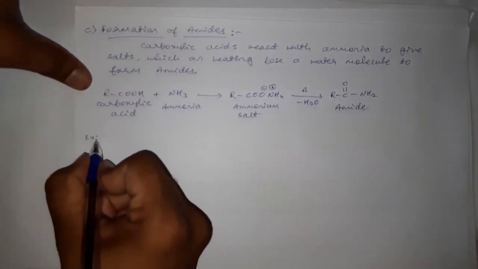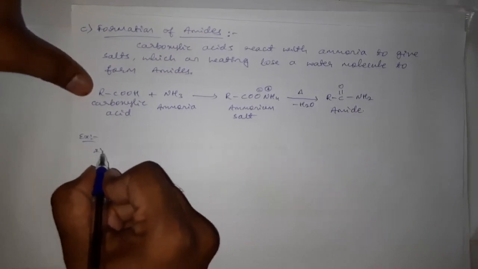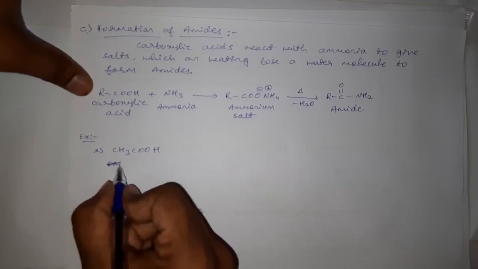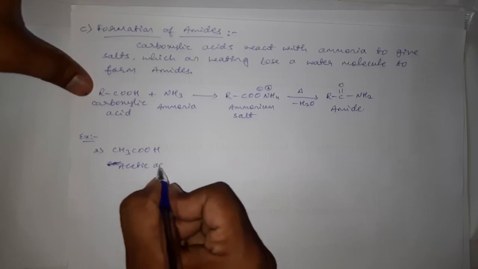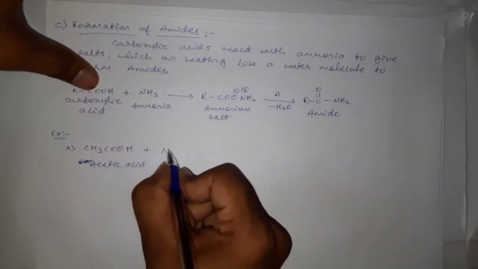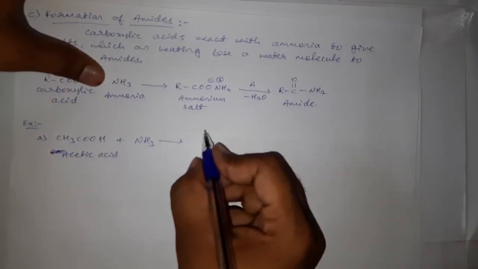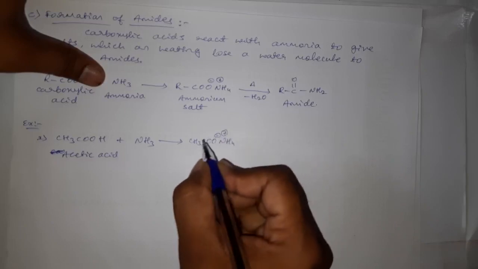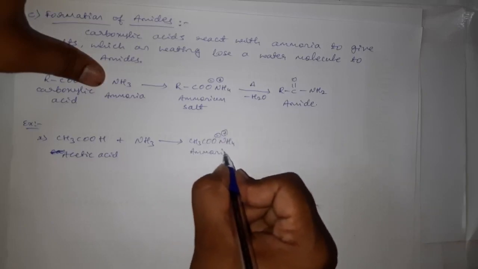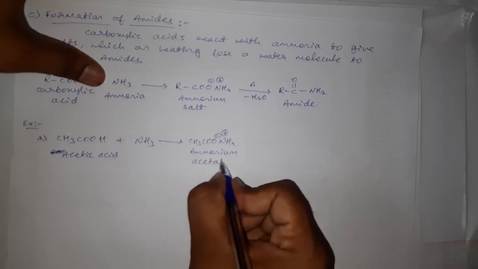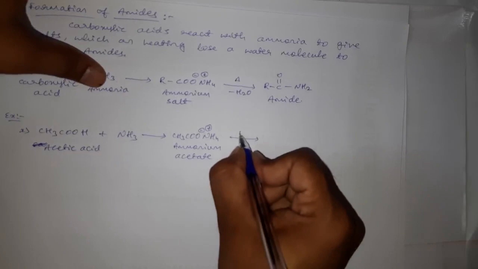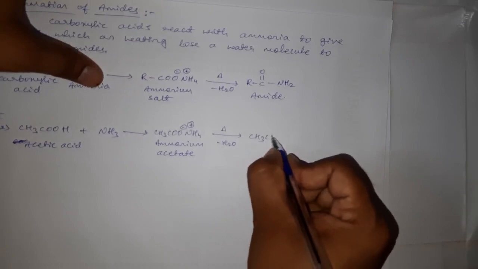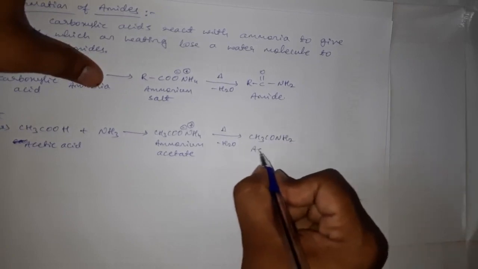And coming to the particular examples of this type, we can take CH3COOH. It is acetic acid, and it is treated with ammonia. First we will get CH3COO- NH4+, ammonium acetate salt. Ammonium acetate, when it is heated, will give a water molecule and forms CH3CONH2, that is acetamide.